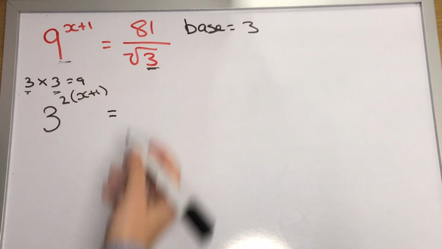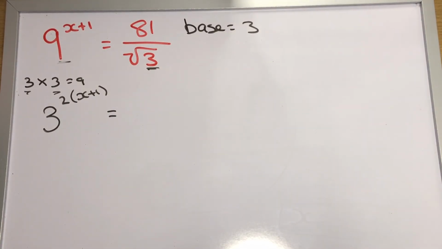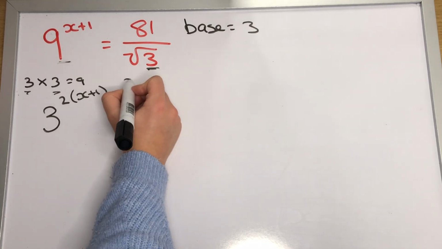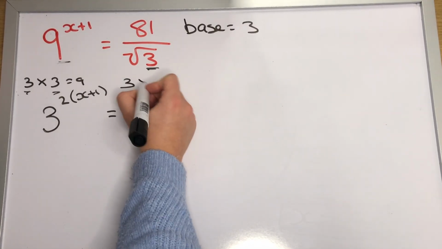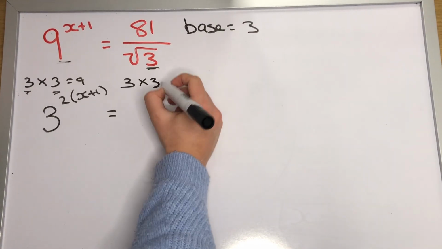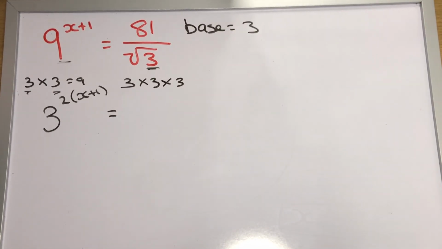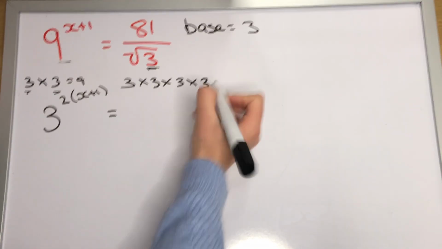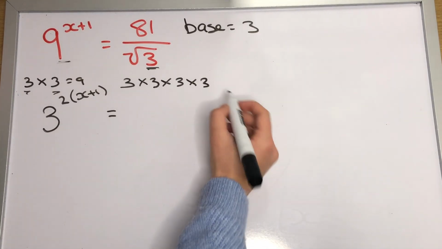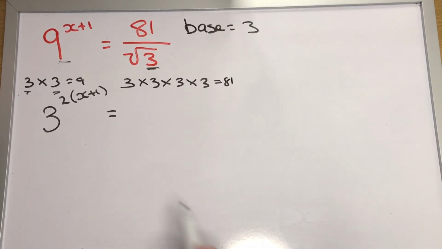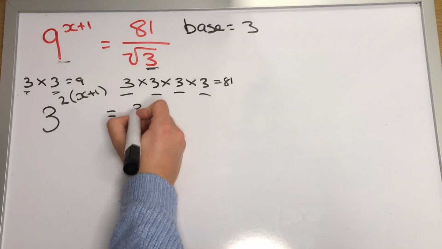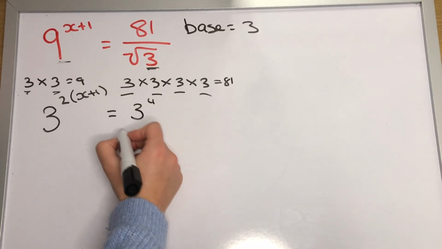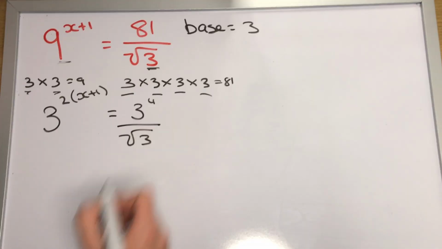Now for the 81, I ask myself, how many times can I multiply the number 3 to get 81? So 3 by 3, that's 9. Do it another time, that's 27. And 27 by 3, that's 81. So how many times did I multiply 3? Once, twice, 3 times, 4 times. So 3 raised to the power of 4. Now we have that all over the square root of 3.